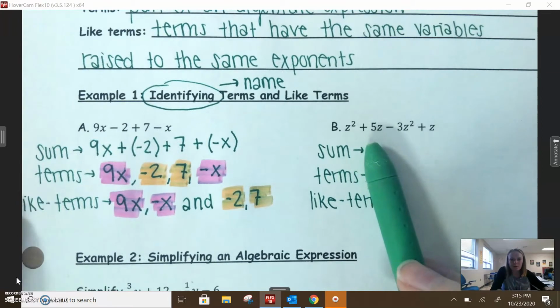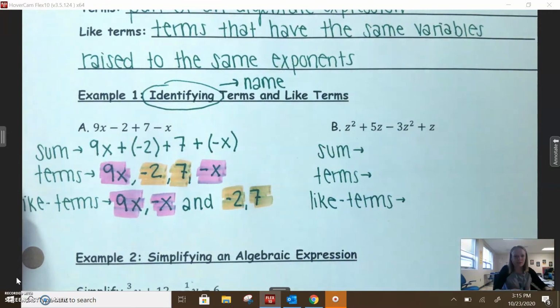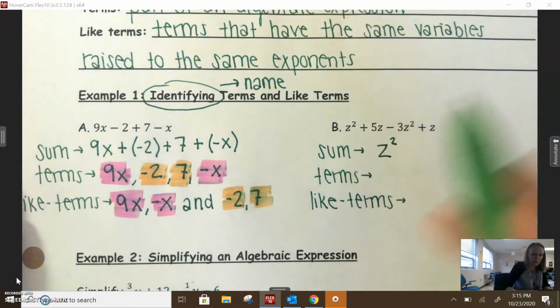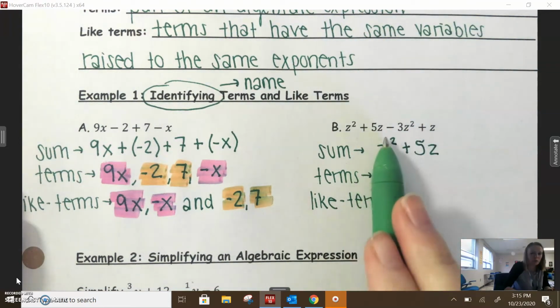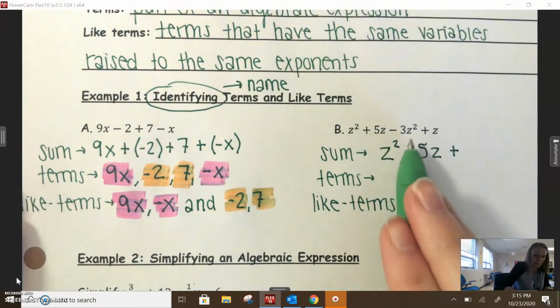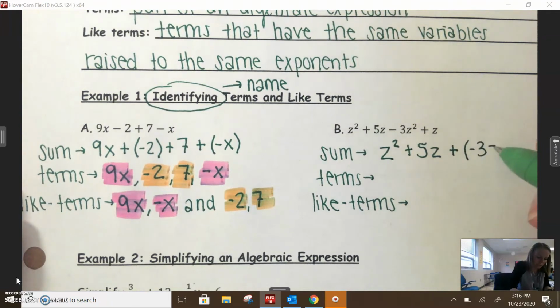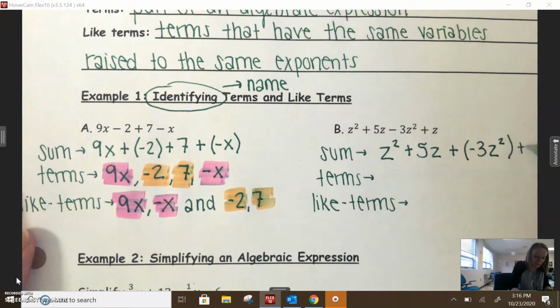So this problem is a little bit different. We still need to do the first step on making everything a sum. So we're still going to start off with z squared. We still like addition. We can keep the plus 5z. We don't like subtraction. We're going to change that to addition. And then that means that we need to make this the opposite. So this will be negative 3z squared. And then I have plus z at the end, and we still like that.